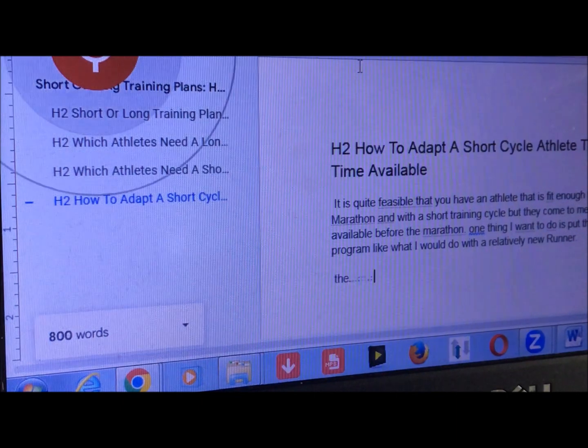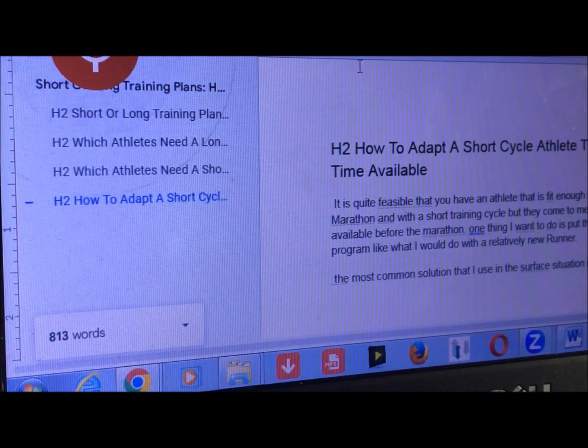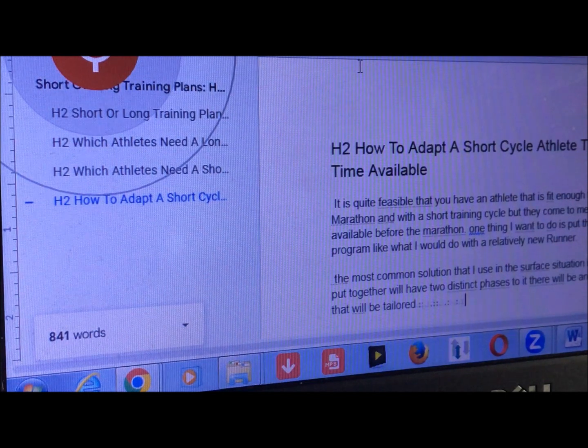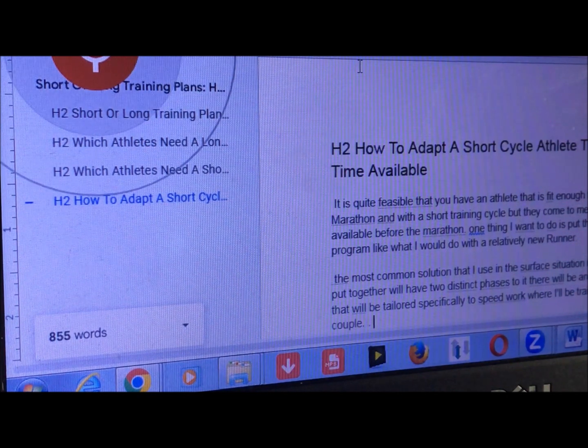The most common solution that I use in this type of situation is that the training program that I've put together will have two distinct phases to it. There will be an initial phase of about 10 weeks that will be tailored specifically to speed work, where I'll be training the athlete to compete in a couple of 5-kilometer races and maybe even a 10k race as well.